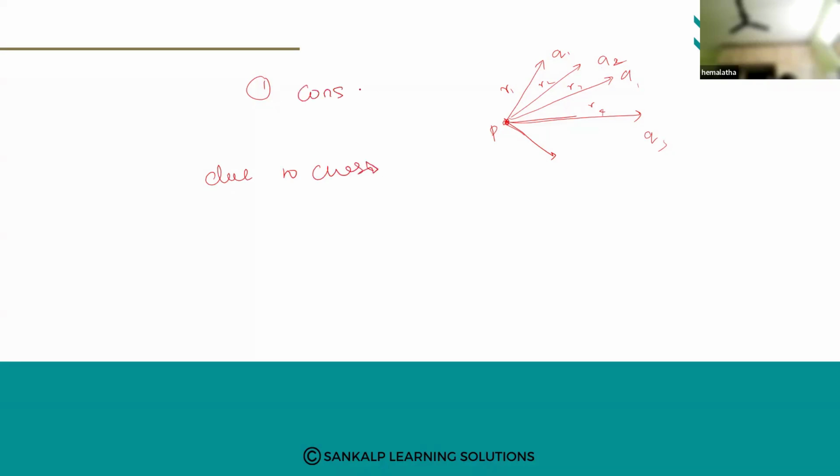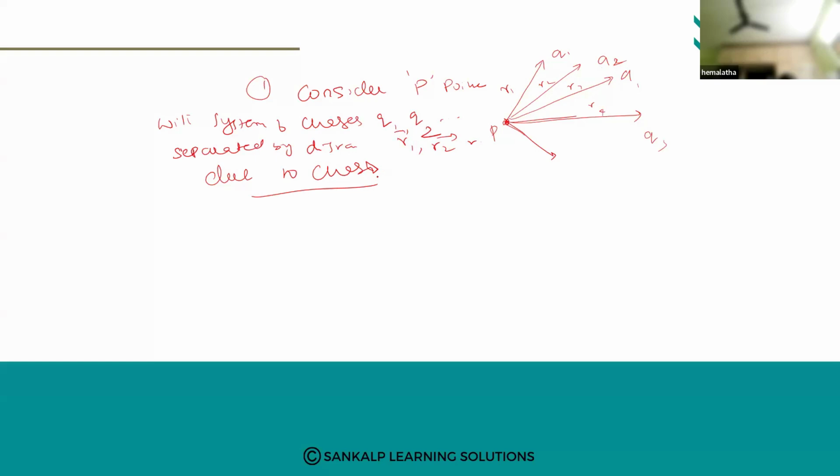Consider point P with a system of charges Q1, Q2, etc., separated by distances. What is the distance here? R1, R2, etc. So these are all various vectors. Okay, due to charge Q1, let's calculate separately.